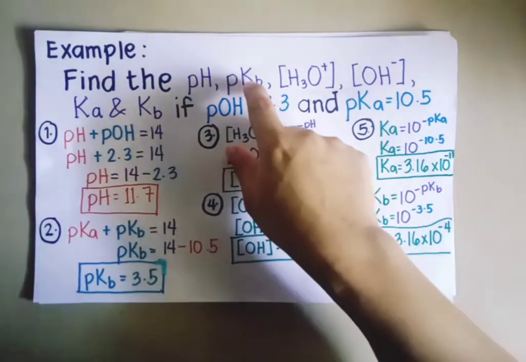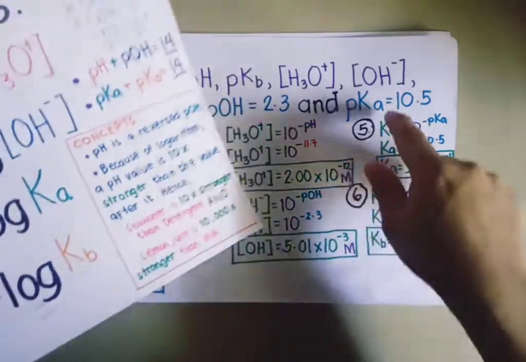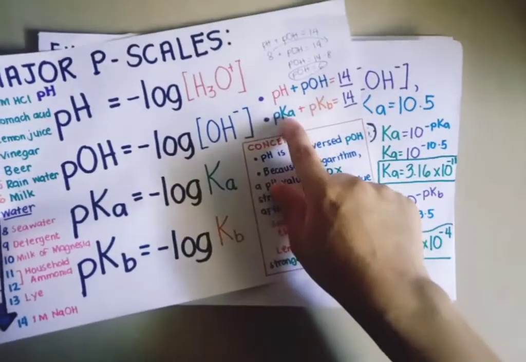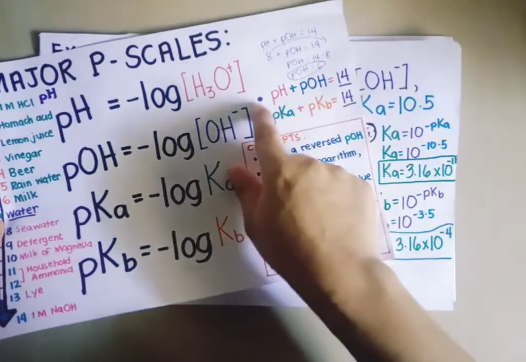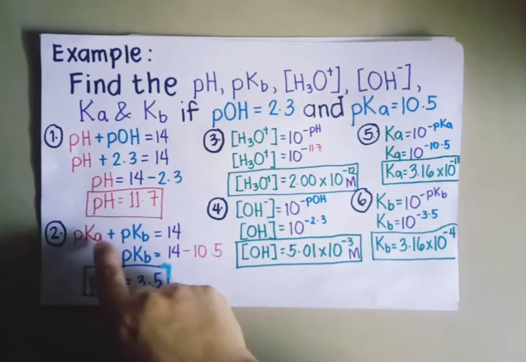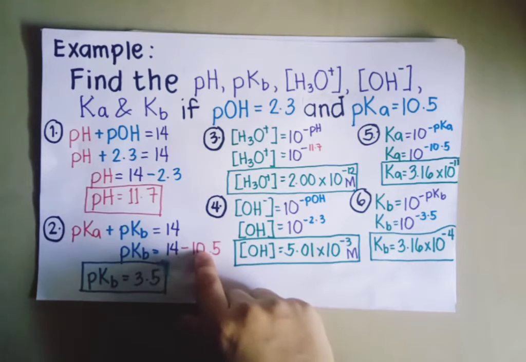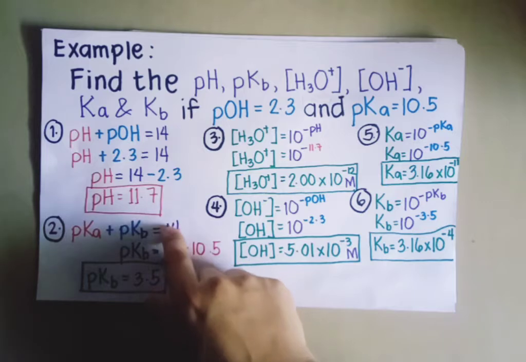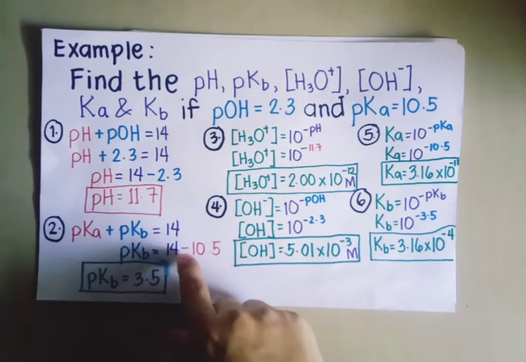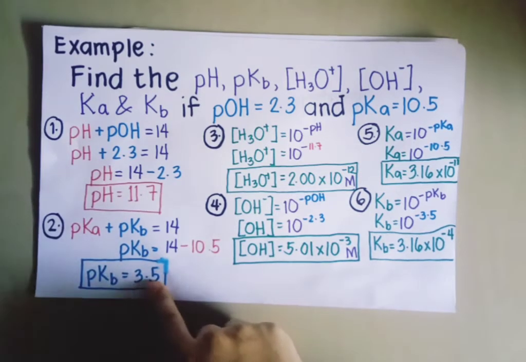Now, for the pKb, still we cannot use this formula, because we don't have the given for Kb, the dissociation constant for base. But we have pKa here, and we know that pKa plus pKb is equal to 14. So we can use this formula to find our pKb, given our pKa. So pKa plus pKb is equal to 14. pKb, which is our missing value, is equal to 14 minus 10.5. We transpose the value for pKa here, so it became negative 10.5. So 14 minus 10.5 is 3.5. That is now the value of our pKb.